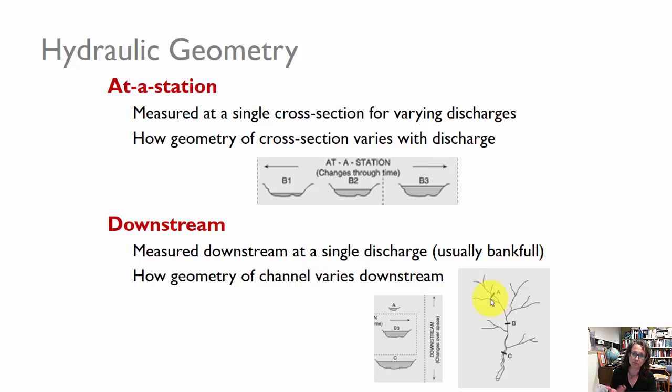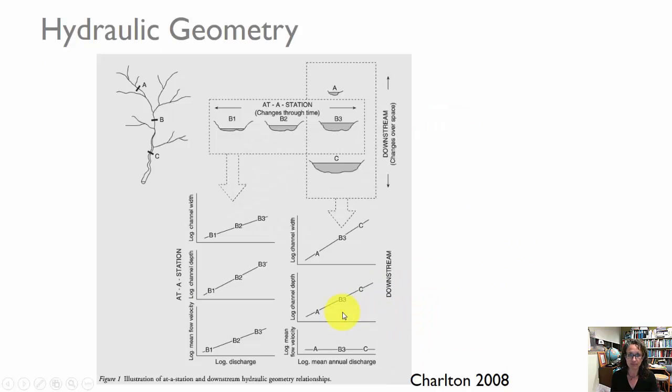And so usually what we do is bankfull. So we'll say, what's the channel geometry at A at bankfull? What's the channel geometry at B at bankfull? What's the channel geometry at C at bankfull? So you could use bankfull, 2-year frequency flood, something like that.